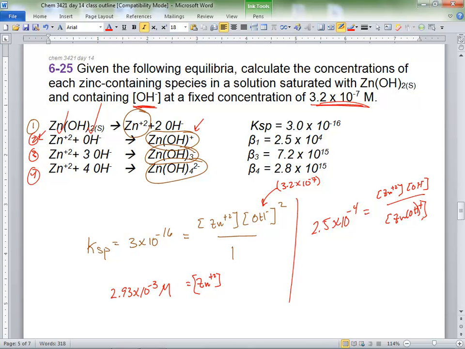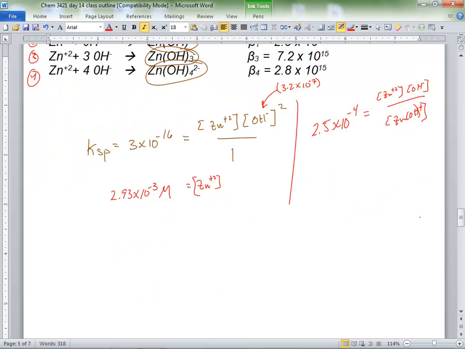She's exactly right. Just to make sure everyone's agreeing here. All right, and then you just plug in the zinc and the hydroxide and solve for that, I don't know how you would call that, zinc hydroxide complex. I'm not sure how you'd name that. Make sense? Okay.